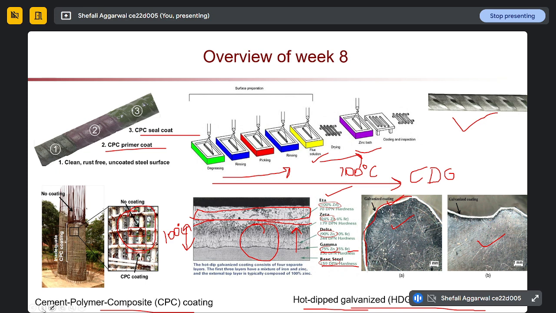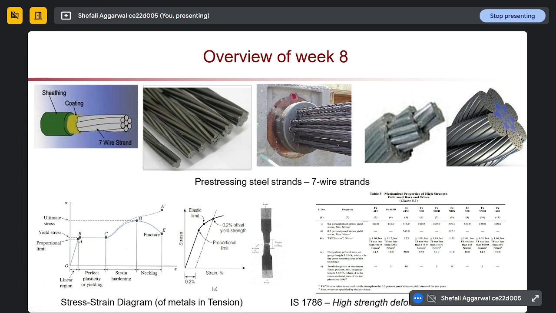So these are the different types of coated rebars. The next type of rebar is pre-stressing rebars.